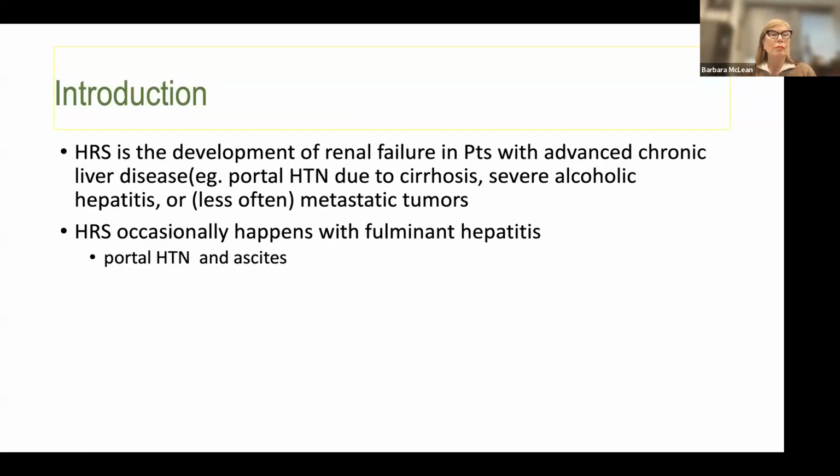So really important to remember that HRS, hepatorenal syndrome, is the name of the syndrome that is the correlated response that we often see with patients who have advanced cirrhotic liver disease. Sometimes we can see it with metastatic tumors. Sometimes we can see it just with portal hypertension, but not necessarily chronic cirrhotic disease. But in general, it's a primary chronic cirrhotic disease state.